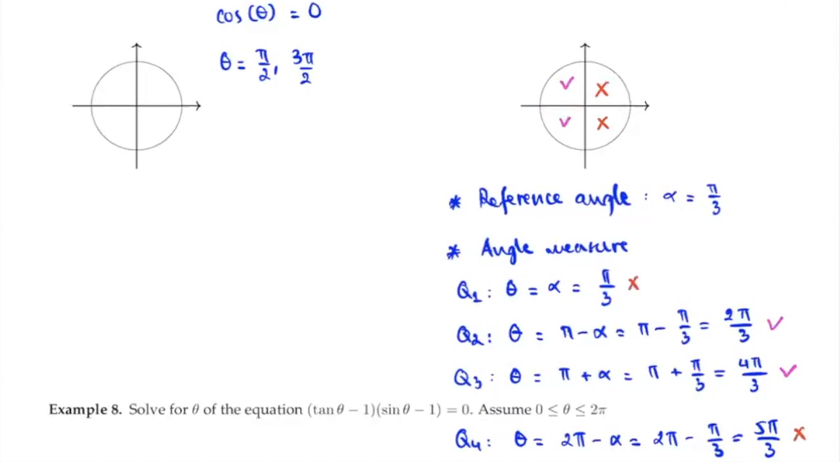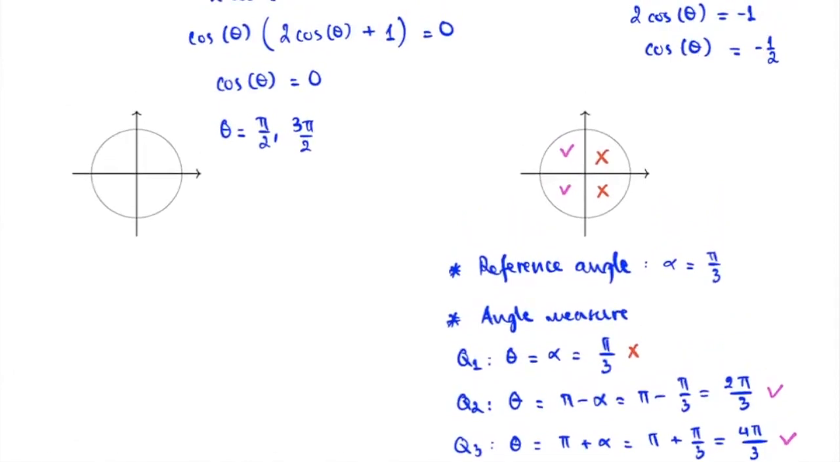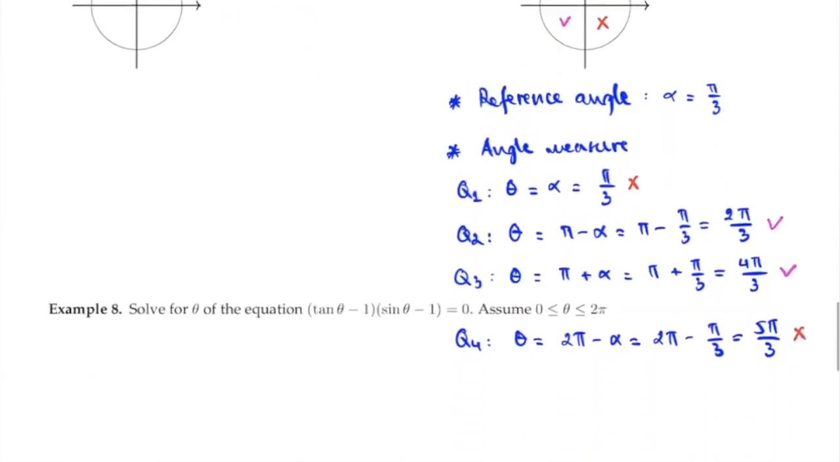Okay. So again, in this problem, you obtain 4 solutions for theta. Theta equal to pi over 2, 3 pi over 2, 2 pi over 3, and 4 pi over 3.